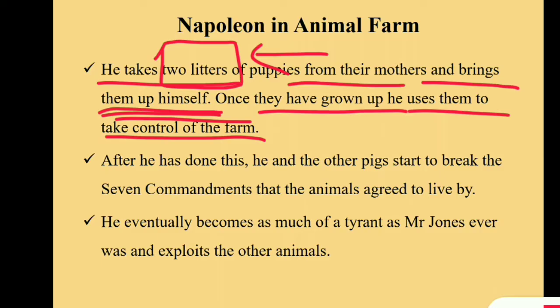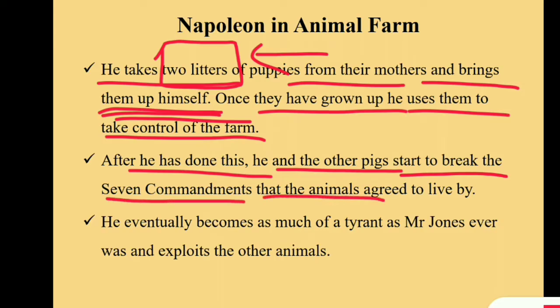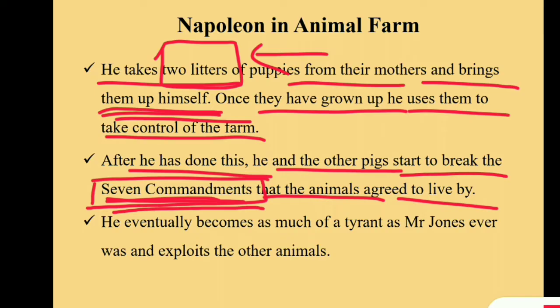Okay. After he has done this, he and the other pigs start to break the seven commandments that the animals agreed to live by. See, before their arrival, there was a set of rules, especially the seven commandments. We will learn about this also, okay, the seven commandments. But when Napoleon came, his rule disagreed with the seven commandments, okay.